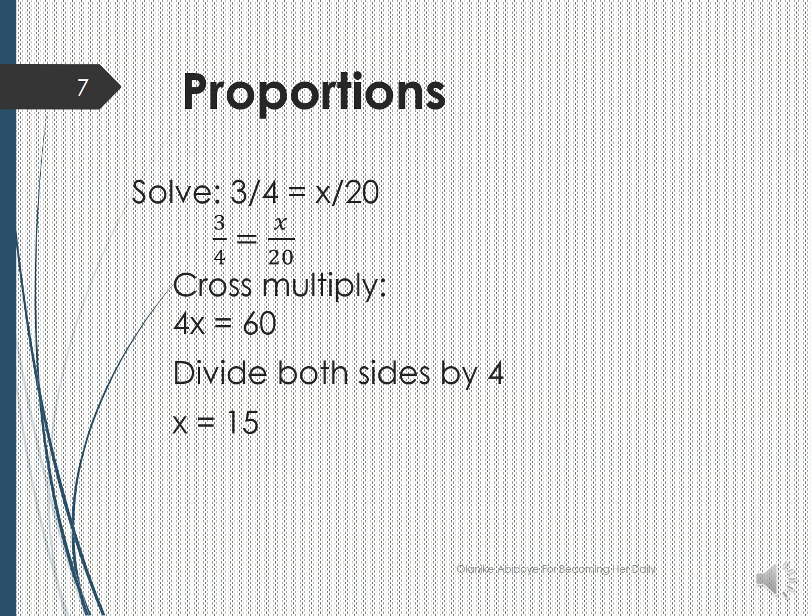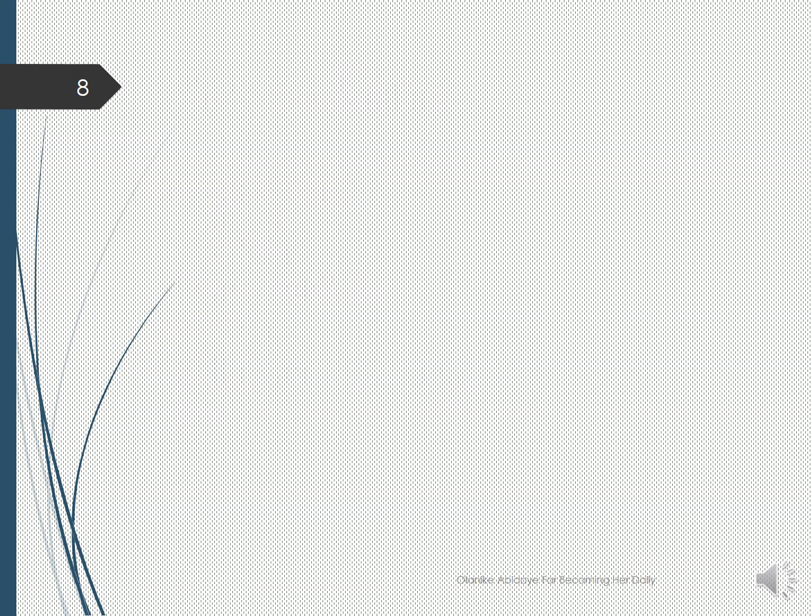Divide both sides by 4 so that we can have what x is. We cancel 4. Then how many 4 in 60? That will be 15, and that gives us the answer.